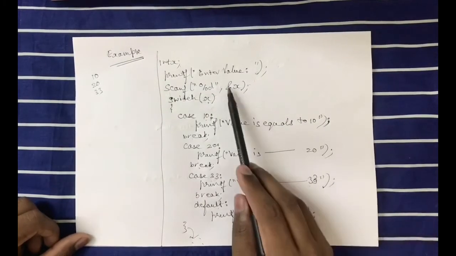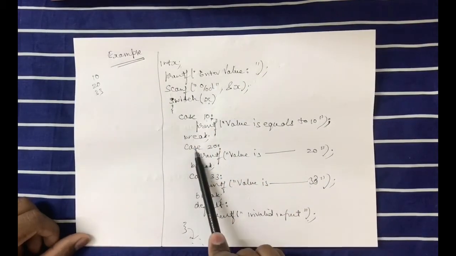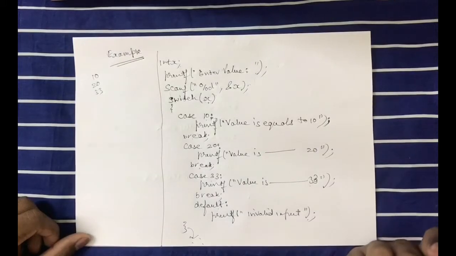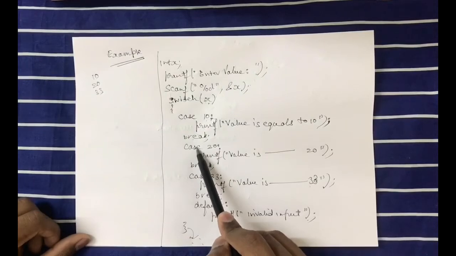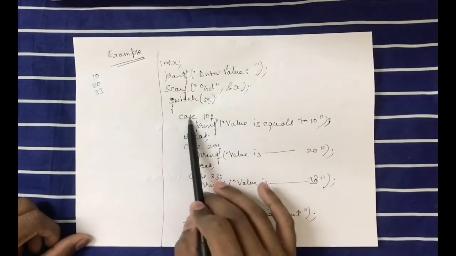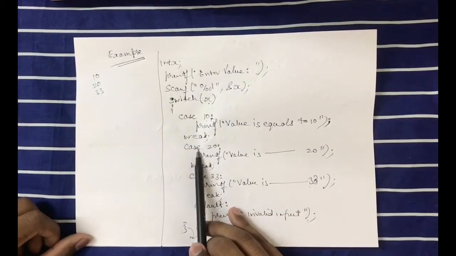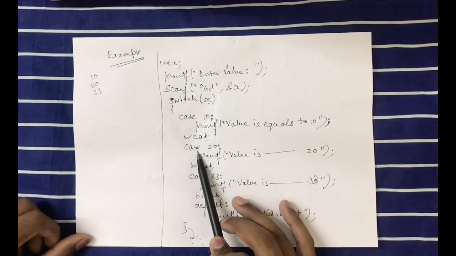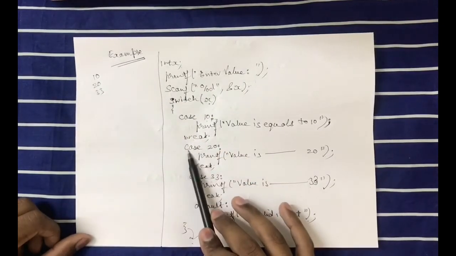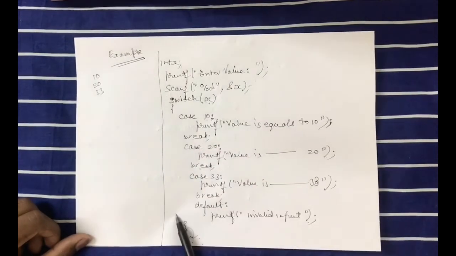Say if user gives 20, what switch does is it comes directly to the case 20. We discussed the if else conditional statement. In if else, if this is if and this is else if, what happens is it first checks the first if and then it comes to the else if. This is not the case in switch. It's different. It directly passes it to the correct case. So in switch, execution is faster.